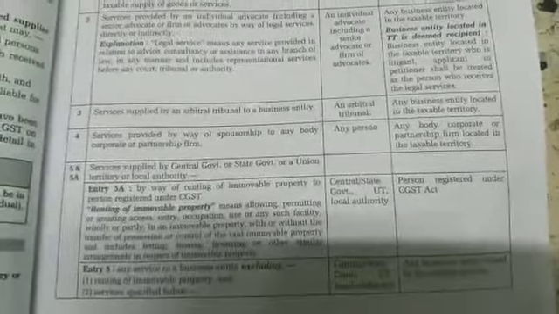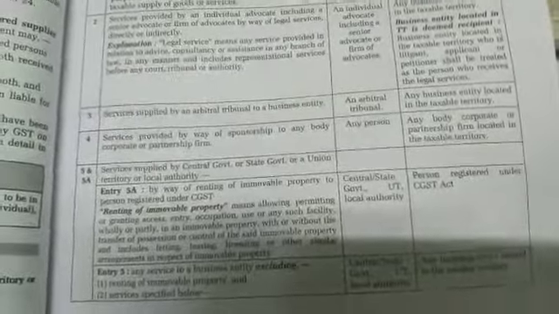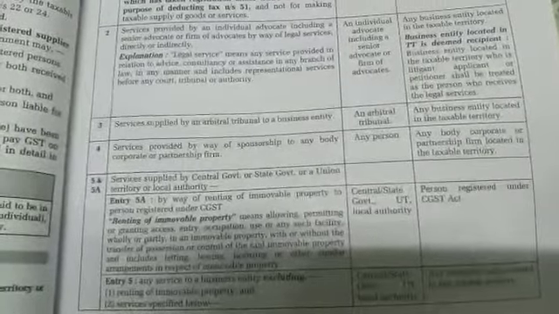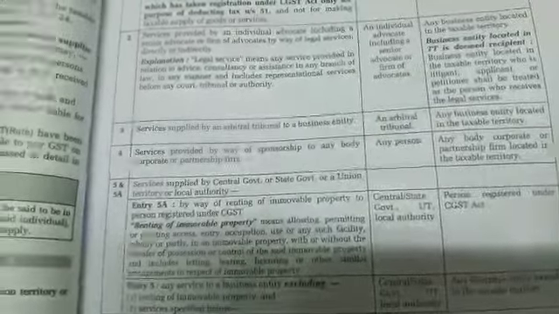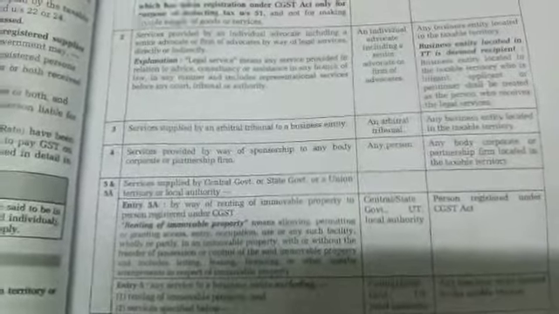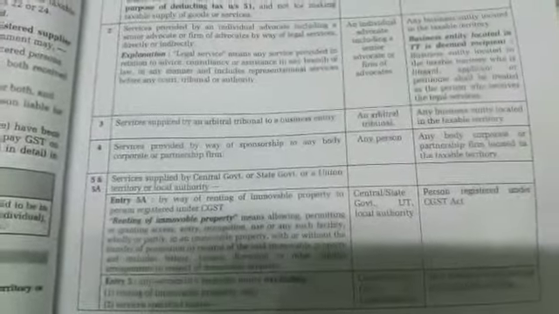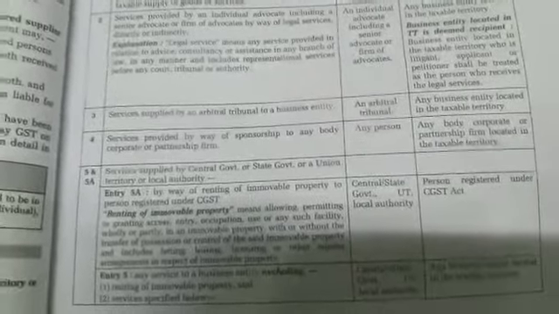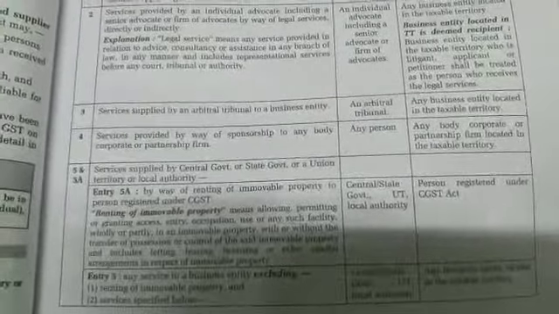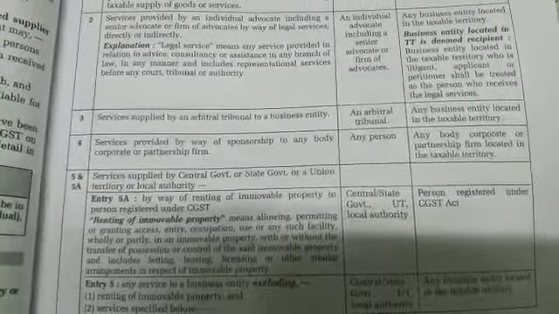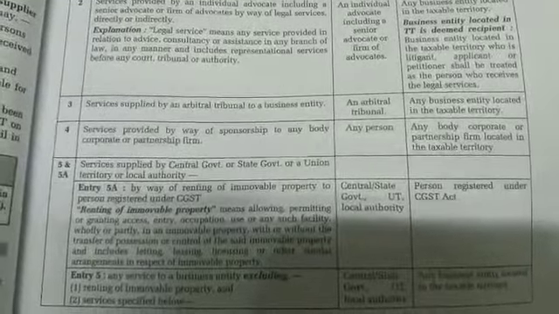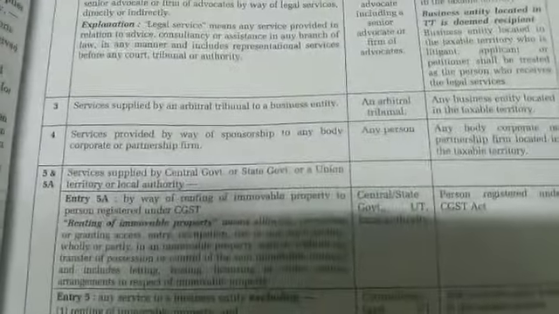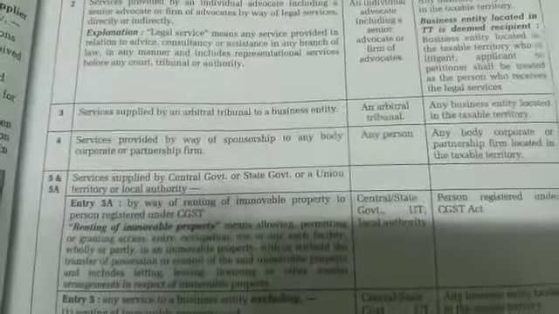Next, we will start our discussion relating to the service supplied by central government or state government or a union territory or local authority. That means here the service provider is the central government or state government or union territory or local authority. Here we have serial number 5 and 5A. In entry 5A, by way of renting immovable property to the person registered under CGST.